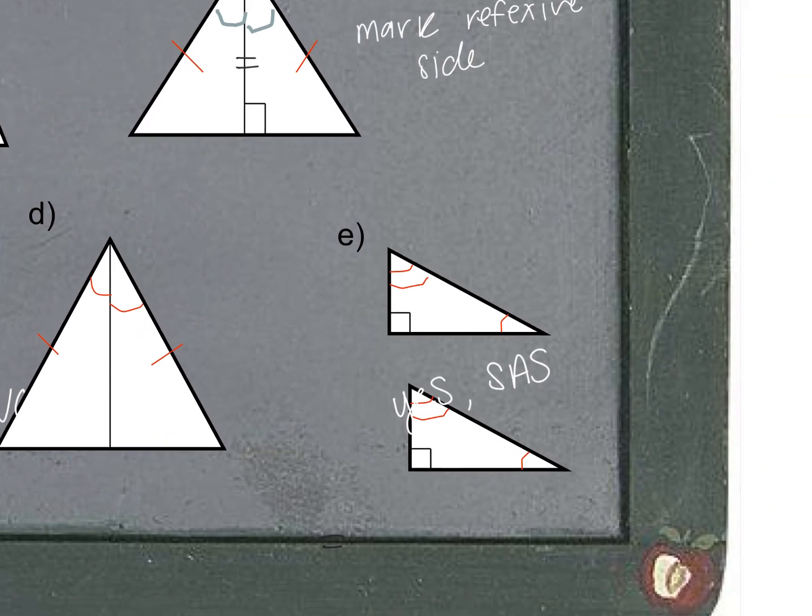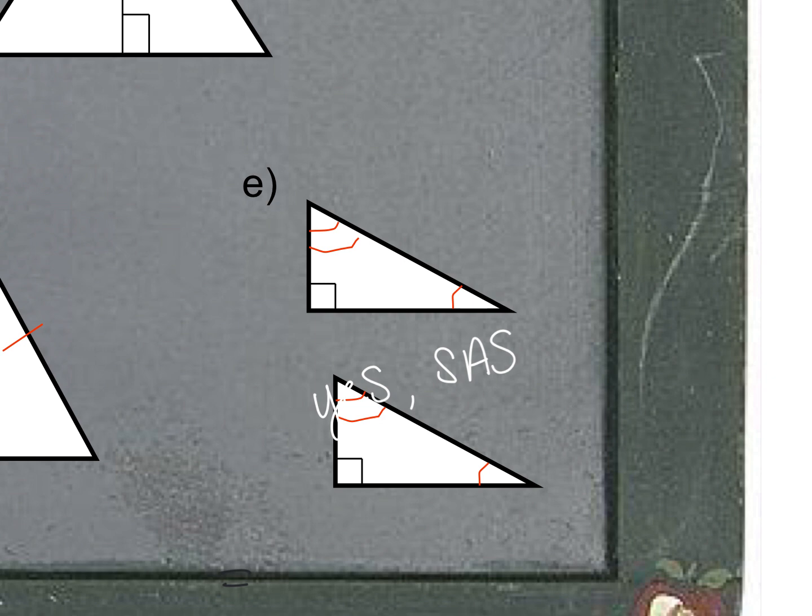And then looking at E, is there anywhere here that's showing me my sides are congruent? No, so this is NC. This one would be angle, angle, angle. All my angles are congruent, but they're not showing me any sides.